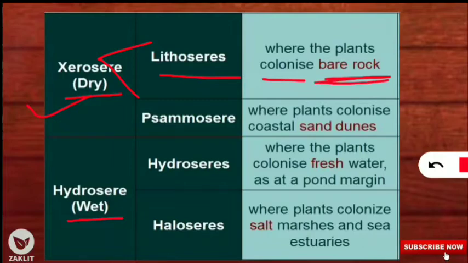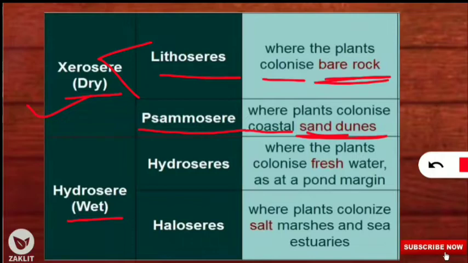So the question was asking about this only, lithosere type of ecological succession where the lichens are the first community to colonize. Next, coming to the other dry kind of ecological succession, that is psammosere, where plants colonize on the coastal sand dunes. So sand dunes में जहाँ पे इकोलॉजिकल सक्सेशन होता है वहाँ पे हम सेमोस्फीयर काइंड ऑफ सक्सेशन कहेंगे, जो कि एक तरह का जीरो शेयर सक्सेशन है.